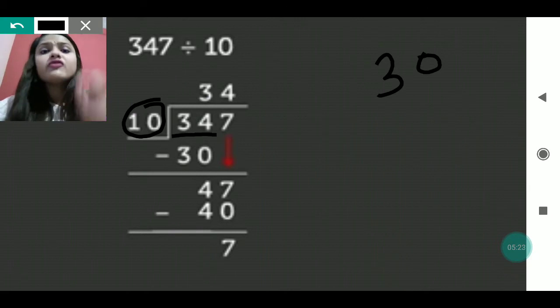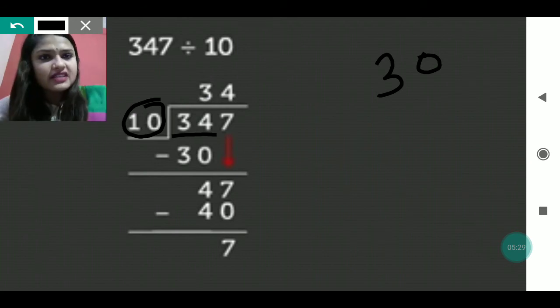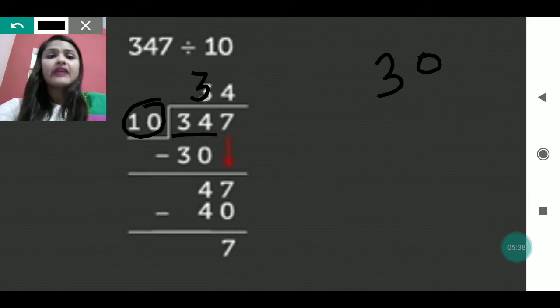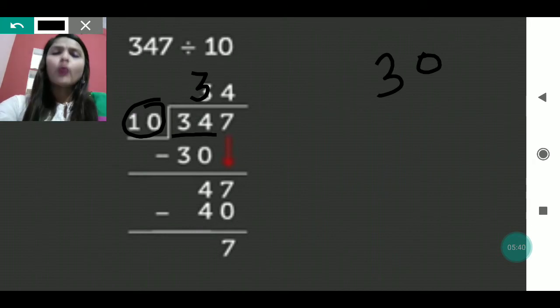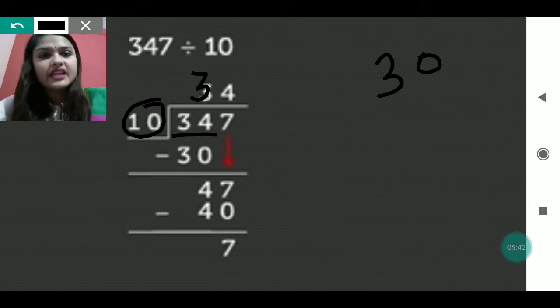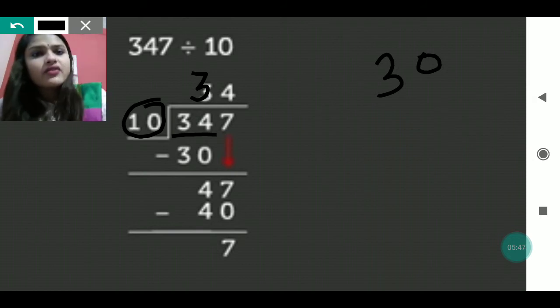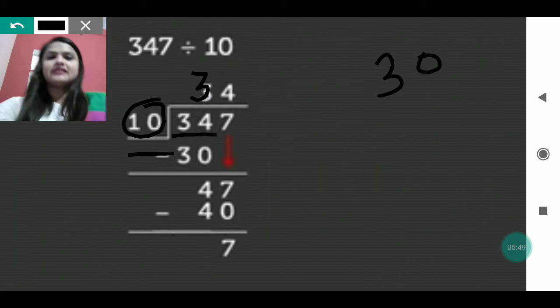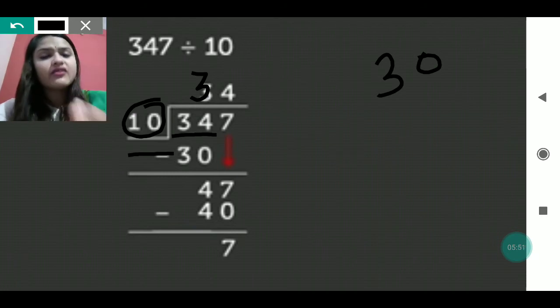So in the table of 10, reading the table of 10 three times, my dear, we are getting 30. So that 3 and 0 we will write downside. And we will write 3 upside as the quotient. Now 30 we have written down, just below 34. We will give a minus sign just beside that, to its right side.